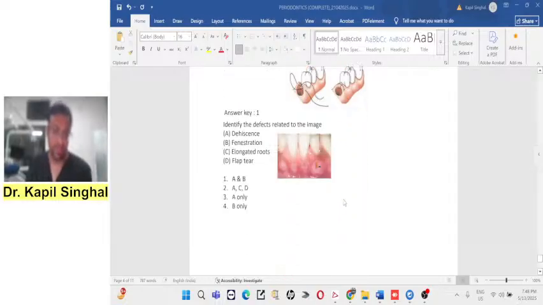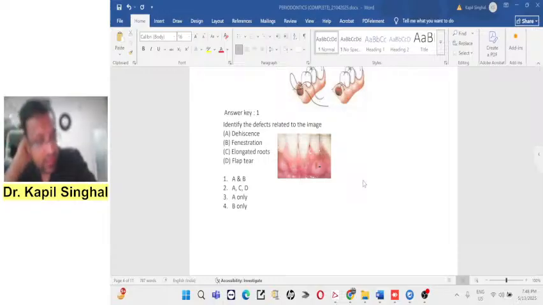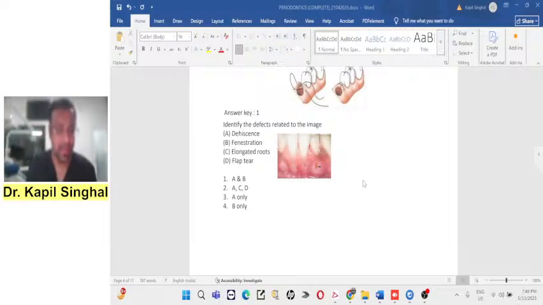The next question. Now again, in this question, I am not sure what the examiner has asked, because this question, how it was recalled, is identify the defect related to the image. So was this arrow there in the question? If this arrow was there in the question, then the answer would be different. If he has not given the arrow, if he is asking about both the defects 1 and 2, then the answer would be different. So now first of all, let's understand what it is.